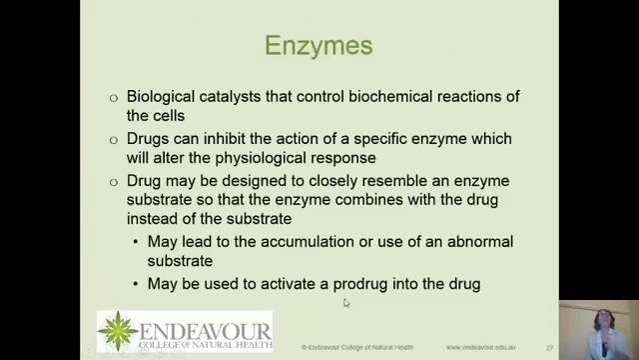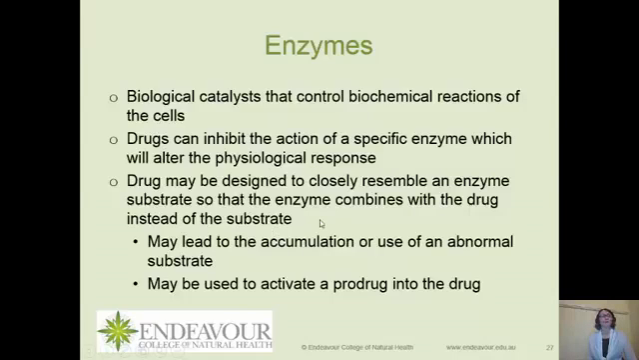So another major class of targets for drugs, enzymes. We saw that enzymes are proteins. You know that they are the biological catalysts of biochemical reactions. Very few of them are spontaneous in the body, and most need that catalyst to make them happen in a speedy fashion that's under homeostatic control. So drugs could inhibit the action of a specific enzyme, altering a particular physiological response.